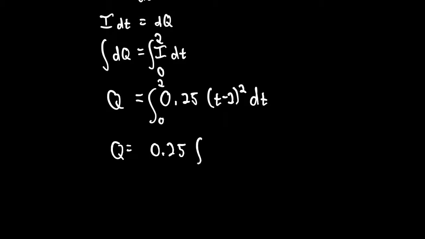0.25, I integrate between 0 and 2 of t minus 2 squared dt. How do you do that integral? If you didn't know, what could you do? If you have this on the exam and I don't know how to do that integral.